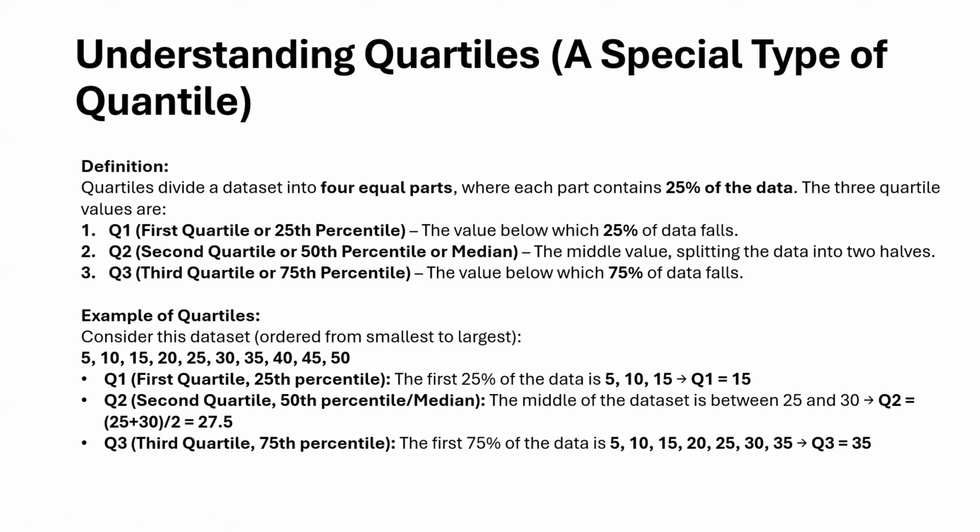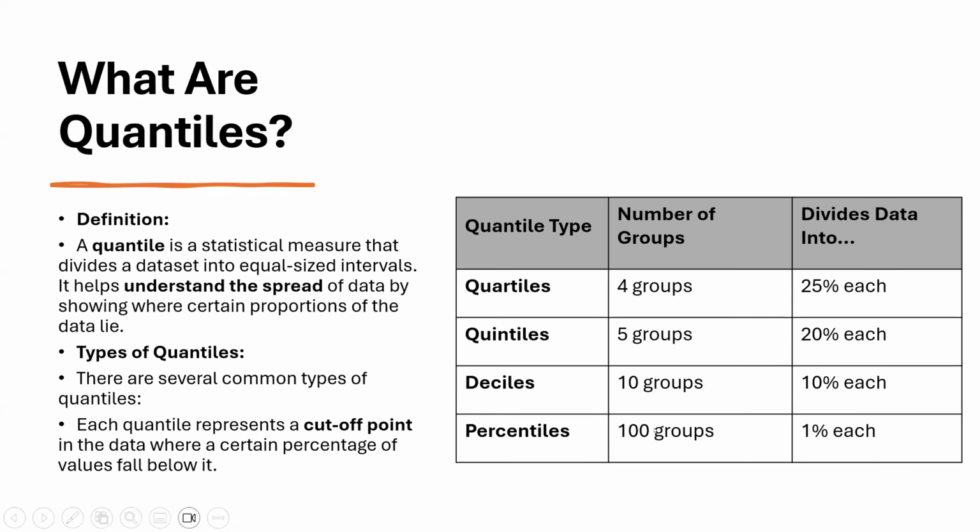I'll tell you, as we discussed, percentile divides your data into 100 groups. If we move back to the old slide, you can see here percentile divides your data into 100 groups. It means 1% each. So if we are talking about the first quartile, and here you can see we're dividing it into four groups, it means the 25th percentile is nothing but the first quartile. Are you with me?